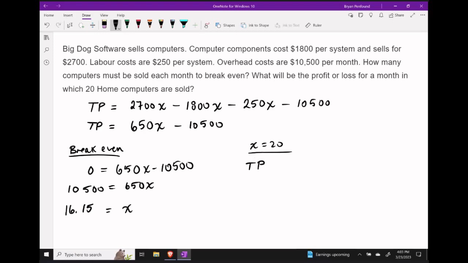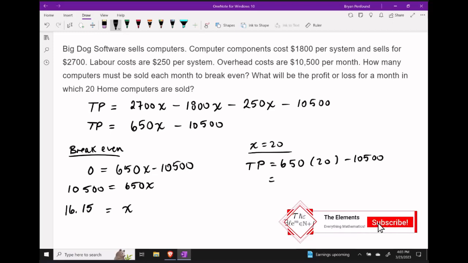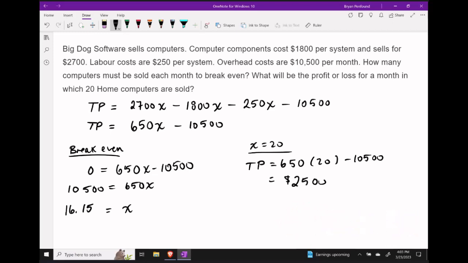So let's take our total profit function, which is 650x. We're going to replace x with 20, and then performing that multiplication and subtracting off our fixed costs gives us a profit in that particular week of $2,500.